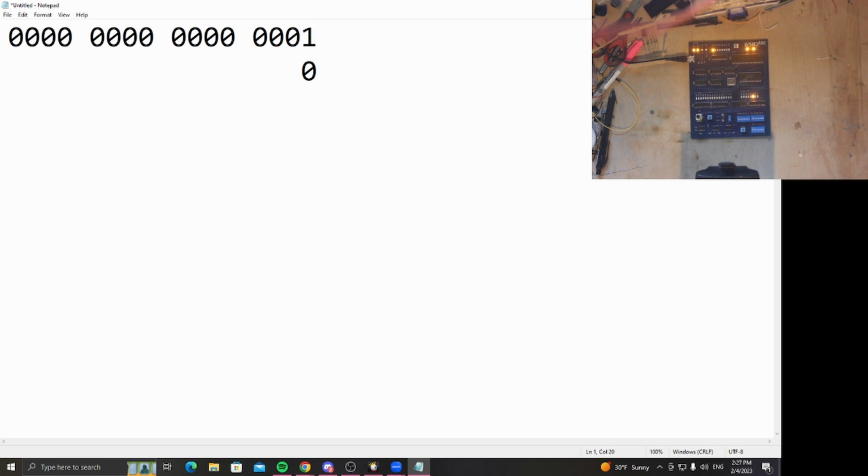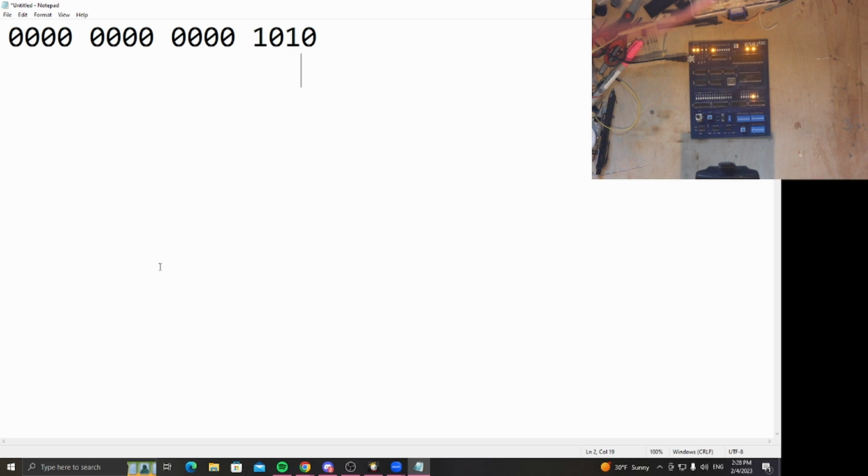So that's binary 1, that's hex 1. That's binary 2, that's hex 2. Binary 3, hex 3. Binary 4, that's hex 4. Binary 5, that's hex 5. Binary 6, that's hex 6. Binary 7, that's hex 7. Binary 8, and hex 8. Binary 9, and hex 9.